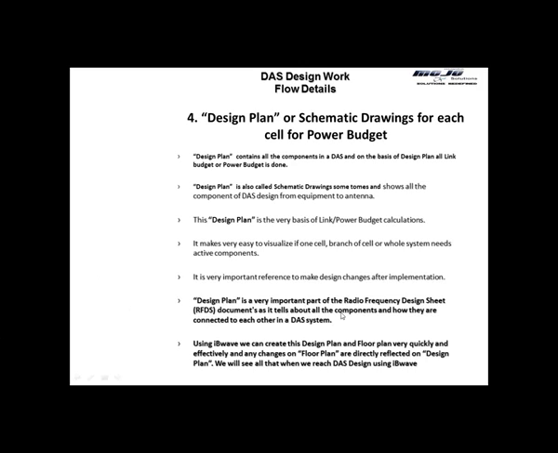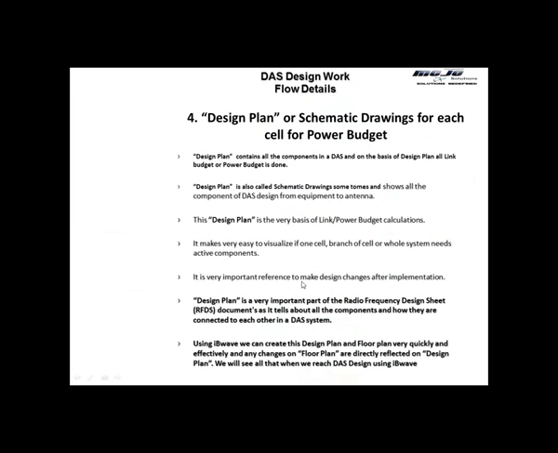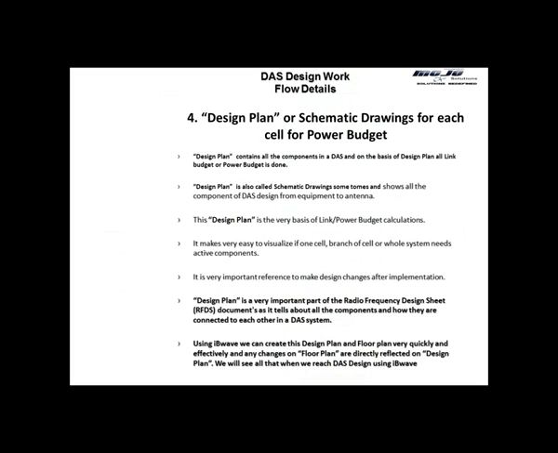These two things can be done very quickly and effectively, and changes on the floor plan are directly reflected on the design plan. So what happens is, in the case of iBwave, if I remove one of these antennas on the floor plan, that will automatically change on the design plan. The design plan looks something like this. This is just a rough example of a design plan, not exactly, but a rough example. We will see actually how the design plan looks in the next session, and even in the slides to come in this session as well.